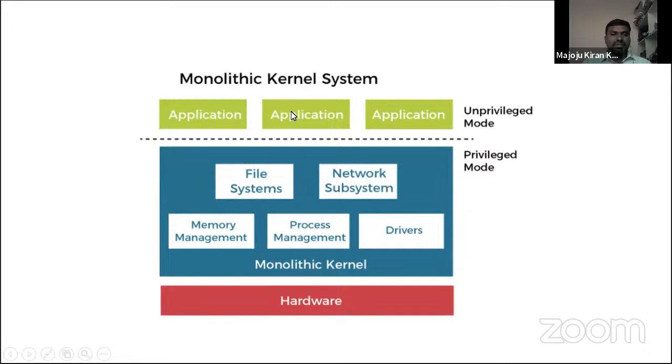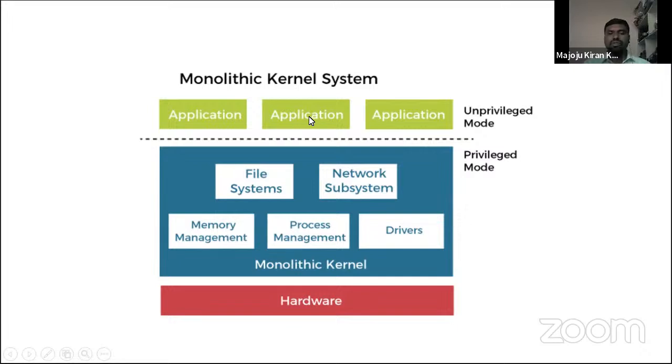In this monolithic kernel system, at the top level, there are applications. These applications are used by the user. So through this application, the user can access any of these services. But if the application has to access any of the operating system services, first it has to interact with what? The monolithic kernel, because the monolithic kernel is the only one which provides all these services. Which kind of services? It provides the file system, network subsystem, and memory management, and everything is provided by the monolithic kernel.